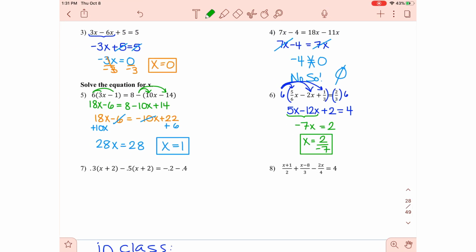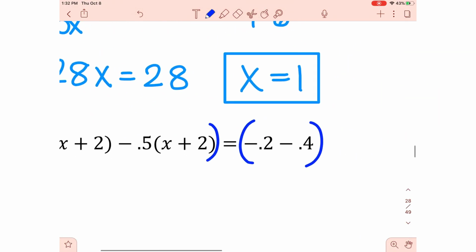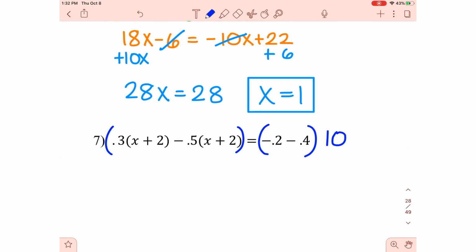Okay, there's also a trick with decimals, okay? So what I personally would do is multiply the left side and the right side by 10. Now, the reason I'm multiplying by 10 is because if I multiply by 10 on both sides, it takes the decimals and it moves all of them over one spot. That's what you do when you multiply by 10.